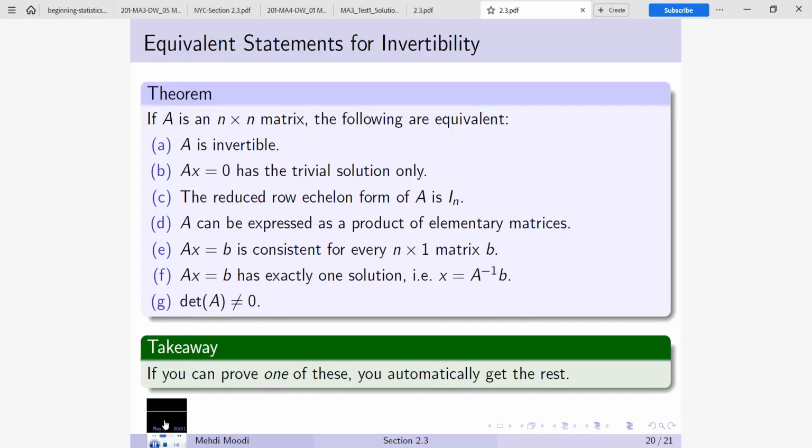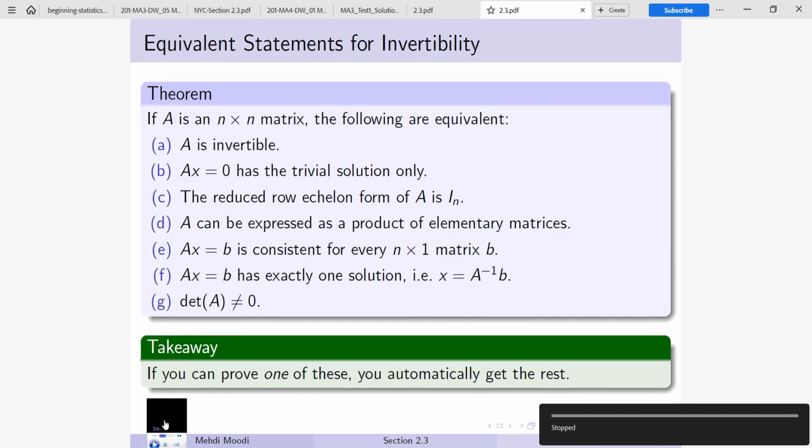This theorem is like a Swiss Army knife. Any one condition unlocks all the others. So if you can show det A is not zero, you get invertibility, uniqueness, and consistency for free. It's like showing your student ID and suddenly getting access to the whole campus.